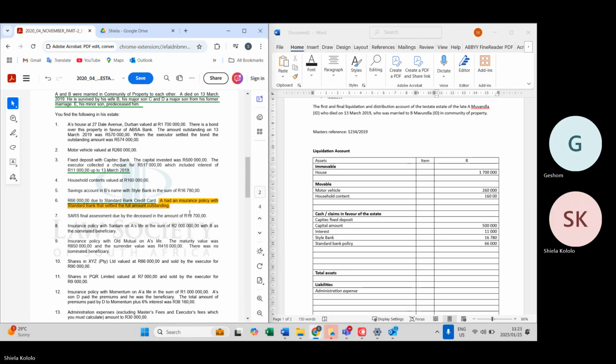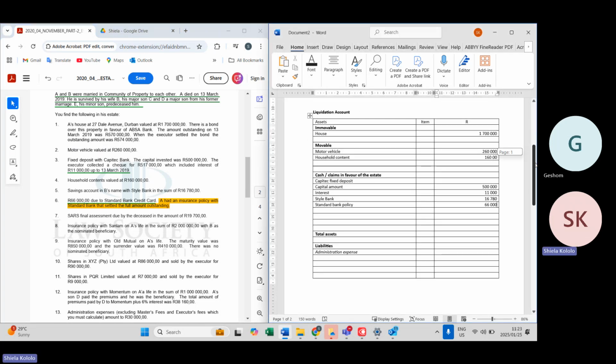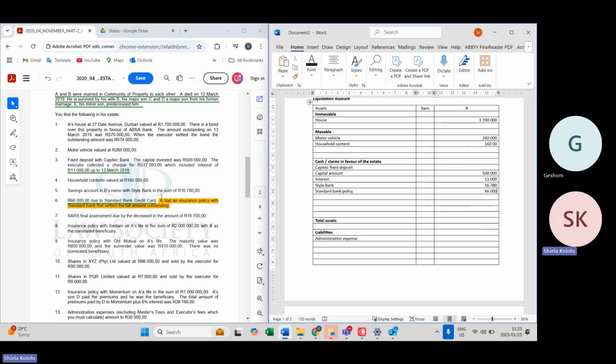Confusing, this one is. Okay, so let me help you now, because you might get it right here and then go mess it up at a later stage. So here you are working with two scenarios. One, on the insurance policy: A had an insurance policy with Standard Bank that settled the full amount outstanding. So we had an insurance policy with Standard Bank valued at 66,000. That's number one. And then number two, we also had a credit card debt with Standard Bank.